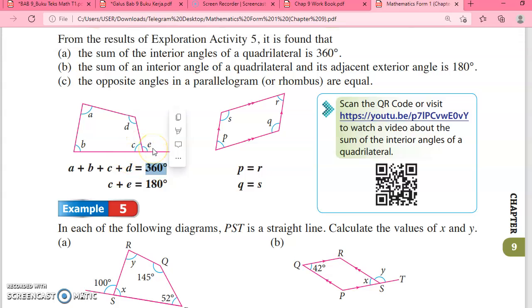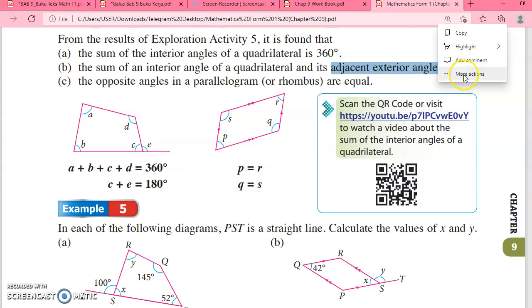C and E is equal to 180. The sum of an interior angle and its adjacent exterior angle is 180. The opposite angles in a parallelogram or rhombus are equal. This one is a parallelogram. P and opposite angle R are equal. S and Q are equal.